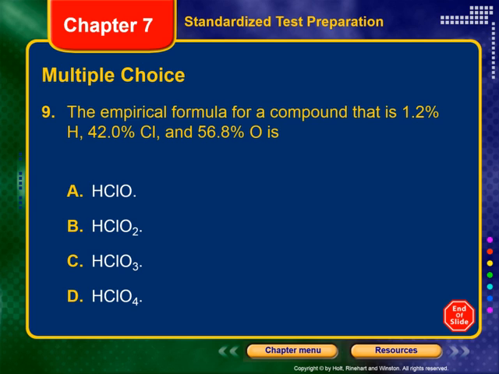So the empirical formula of a compound that is 1.2% hydrogen, 42.7% chlorine, and 56.8% oxygen is, again, you're going to have to press pause and calculate from this percent composition the empirical formula. Remember, go from percent composition to mass composition to molar composition, and then you can find the smallest whole number ratio. Press pause now. Correct answer is C. 1 hydrogen, 1 chlorine, and 3 oxygens.